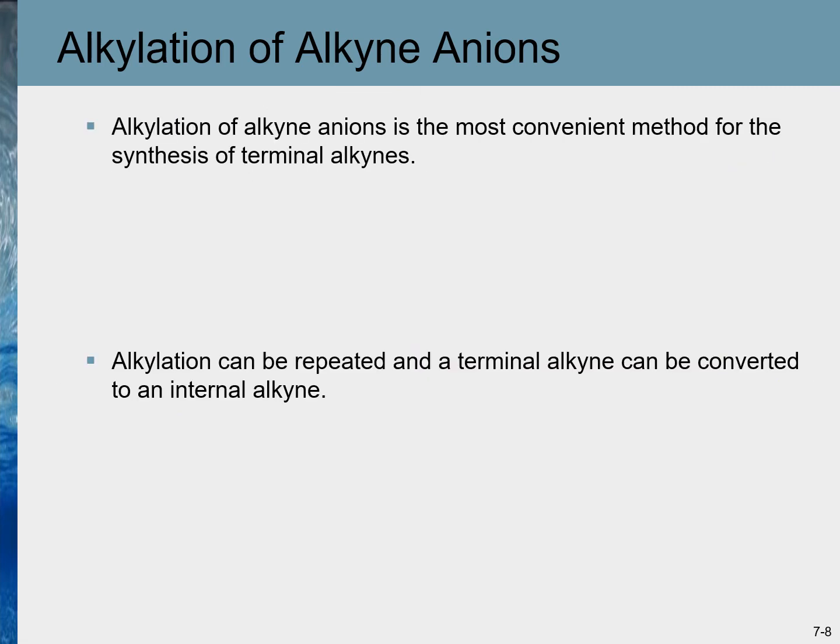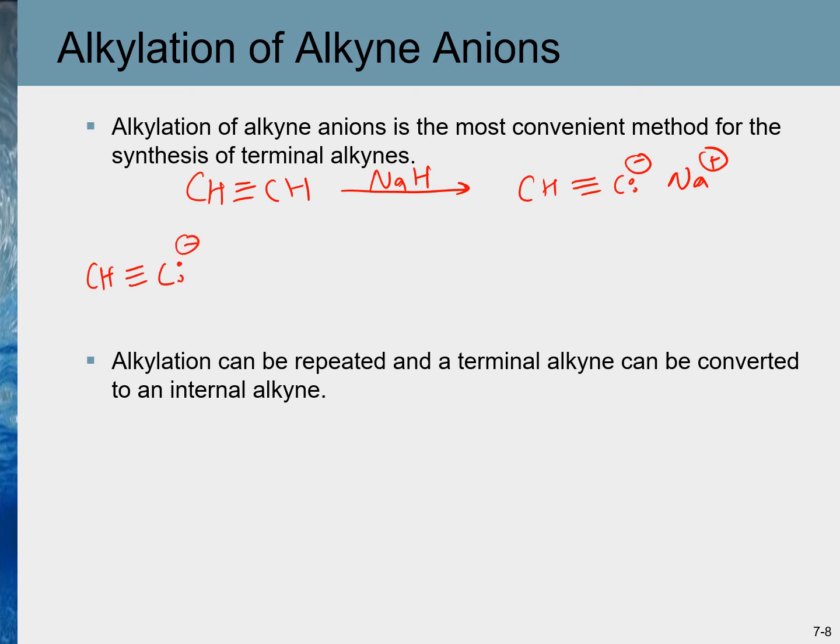Alkylation of alkyne anions is the most convenient method for synthesis of terminal alkynes. The alkyne anion can be prepared by reaction of a strong base and an alkyne, such as ethyne. So ethyne in presence of a strong base such as sodium hydride will generate alkyne anion, and then we can use this alkyne anion to synthesize any alkyne of our choice.